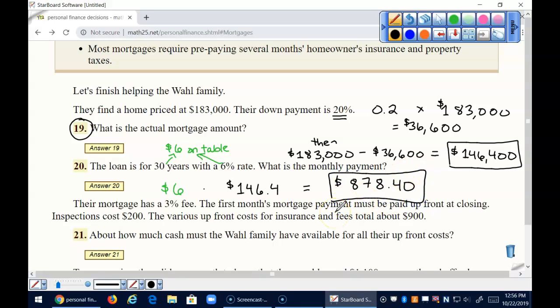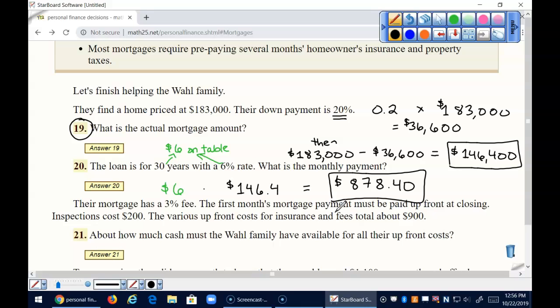Okay, so for most of the 30 years, they're going to be spending less than they budgeted, less than their 1,100. But they also took a big hit where they had to get 36,600 up front. So that's how it goes.